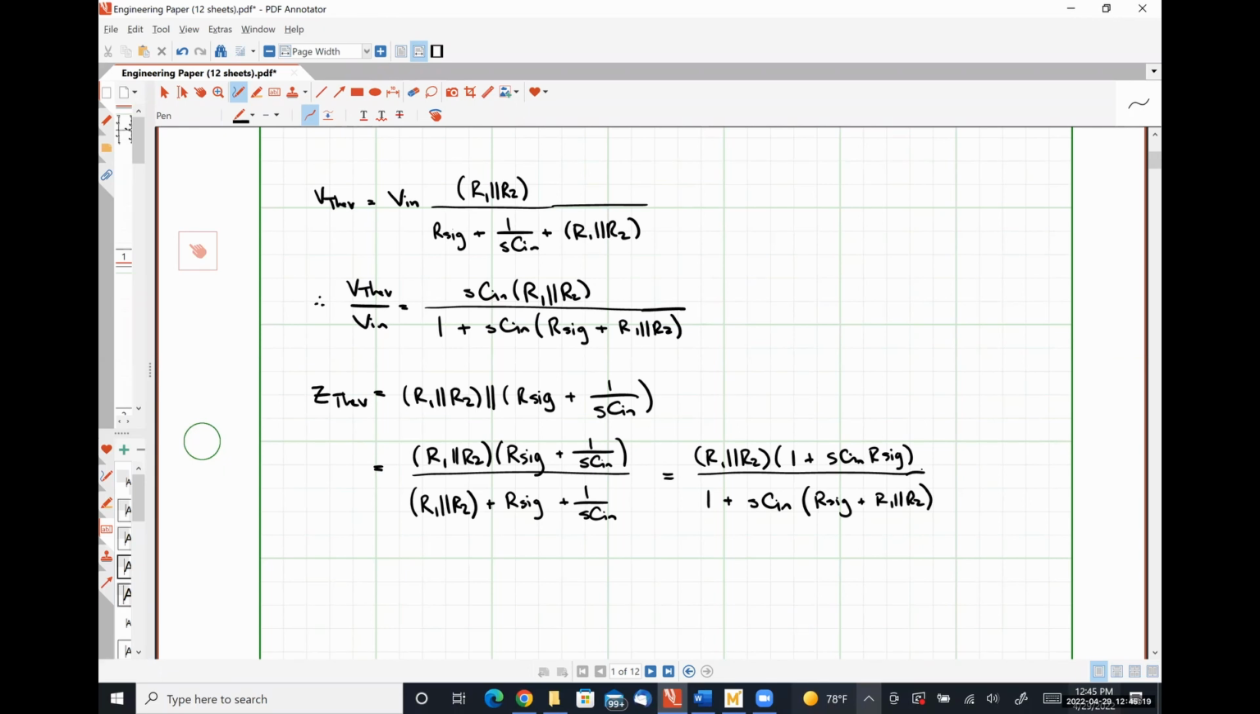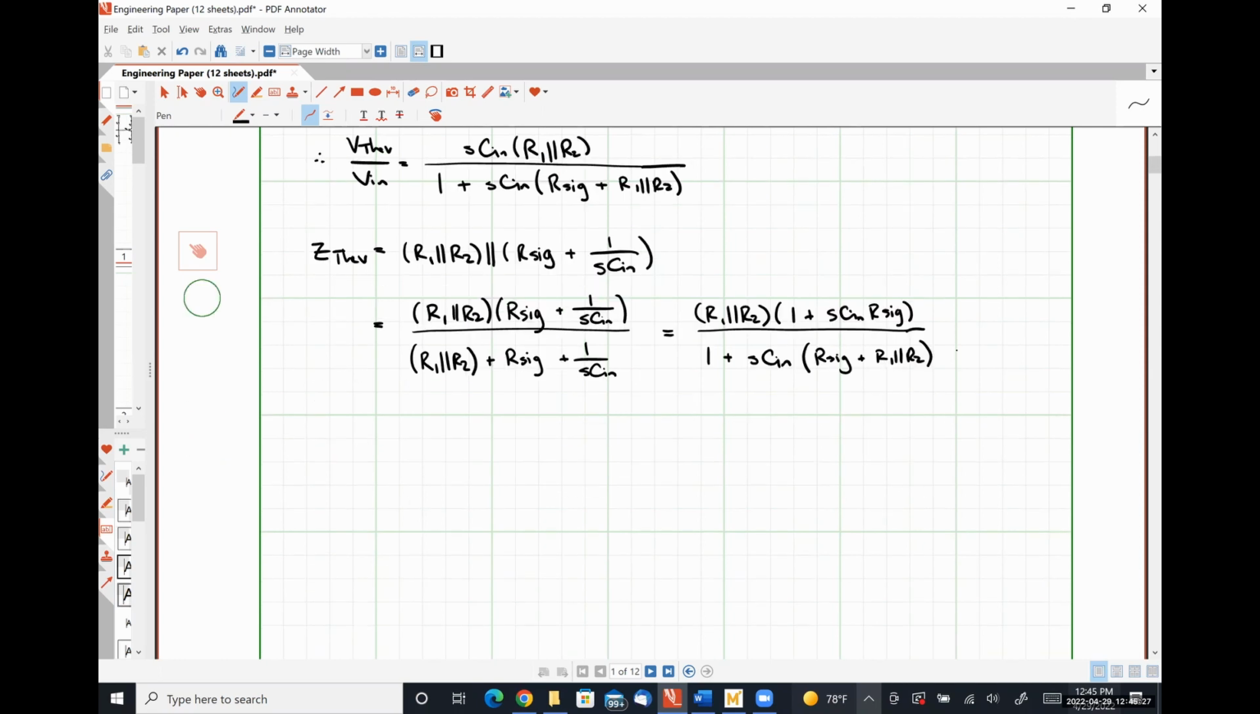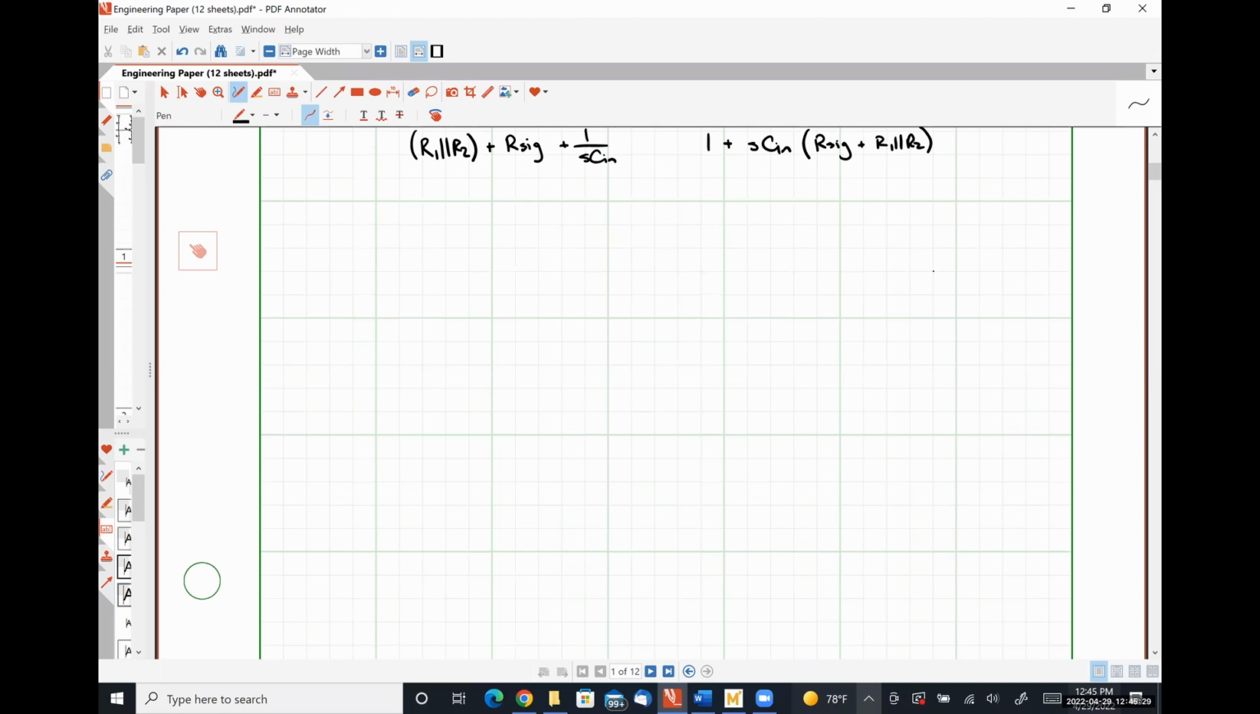So anybody have beef with VThev or ZThev? Okay. All right, so what I'm going to do now is I'm going to redraw my circuit.